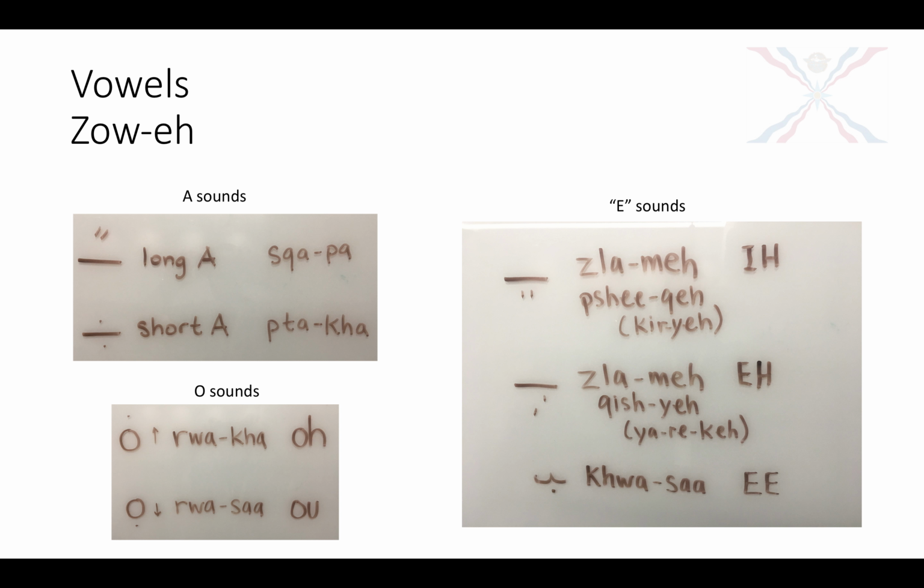Okay, when we get to the E sounds, there's two zlame. Those are the lines that will be two lines under any alap or any consonant. The first one is zlame pshiqa, or also known as zlame kirye. This gives like a soft I sound. And then you have zlame qishya, also known as zlame yariche. This gives like an EH sound, and we'll look at some examples.